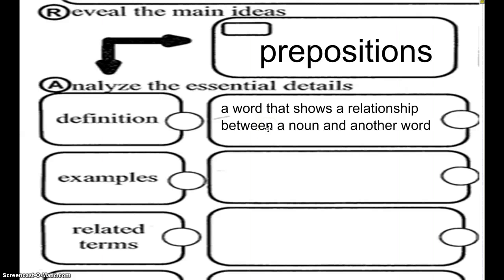The ball was under the desk. Under is the preposition. It's the word that's showing a relationship between the noun ball and where it's located, the desk, under the desk.